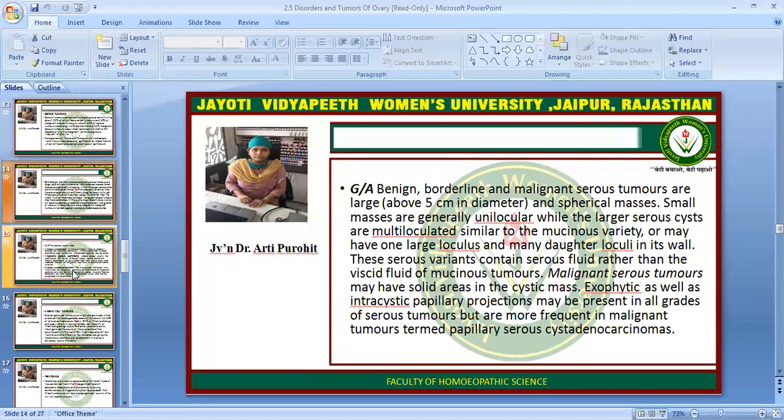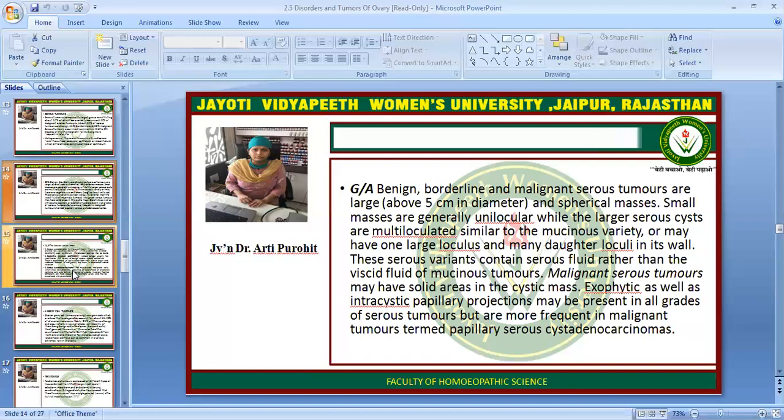In general appearance, benign, borderline, or malignant serous tumors are large and spherical masses. Small masses are generally unilocular, while the large serous cysts are multiloculated, similar to the mucinous variety, or may have one large loculus and may have daughter loculi in its wall. These serous variants contain serous fluid rather than the viscid fluid of the mucinous tumors.